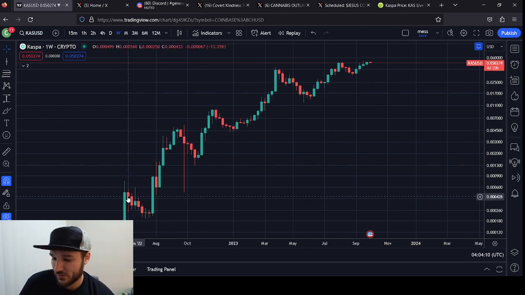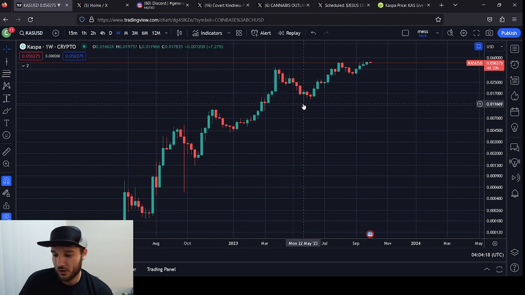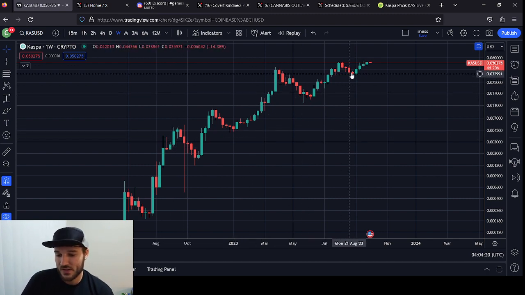I don't know when it came into existence. I'm assuming that this is when it did, but for most of its life, you can just see it's up, just straight upside. Up and then down and then up and then down. Higher highs, higher lows, all around. This is looking a bit toppish at the moment.